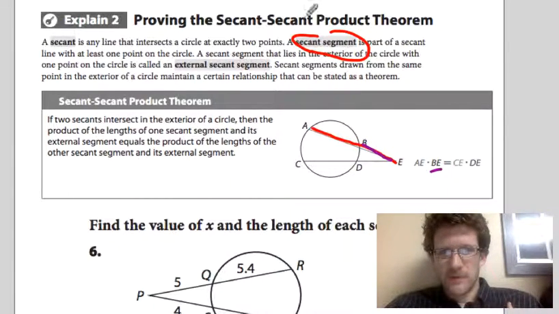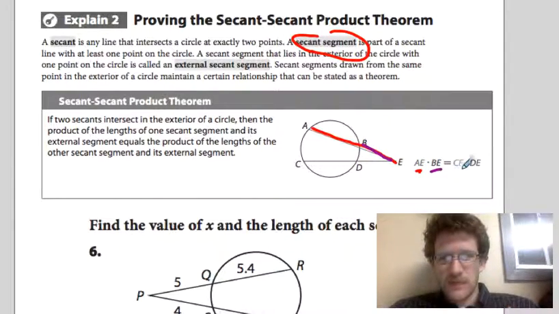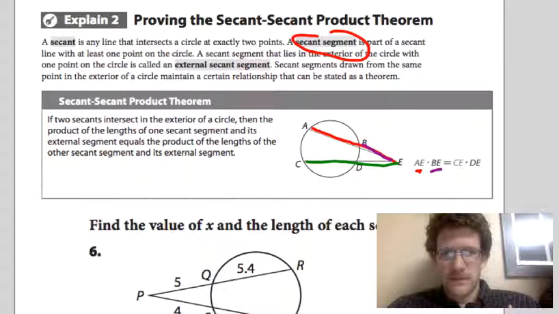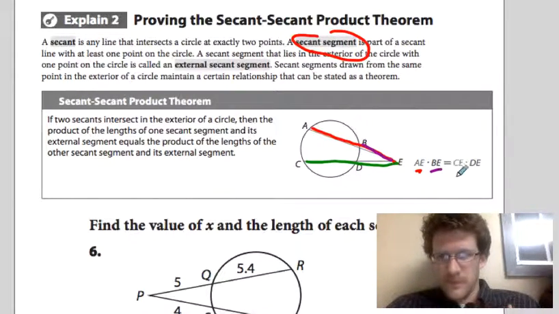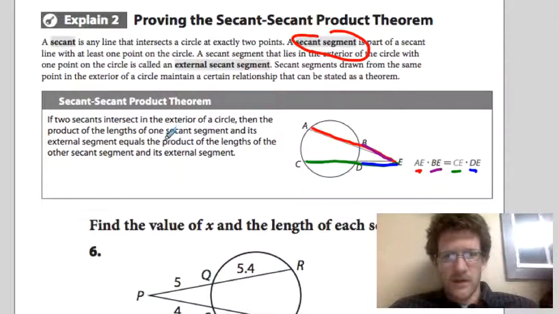See, I'm using colors. And that is equal to CE, that whole secant segment, times DE. I forgot to call that. DE is the external secant segment. And note here, one of the things is they have to meet at a point. So if they intersect, then we can multiply these things together. You get the same number.